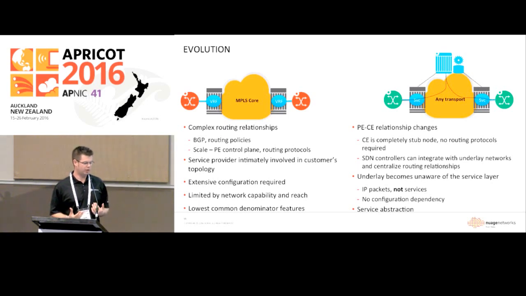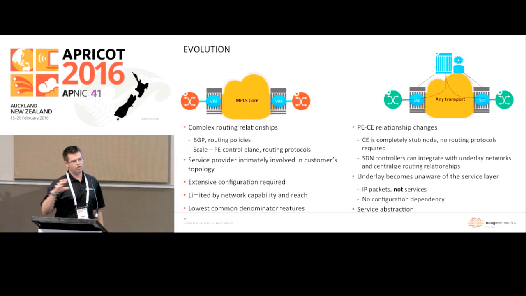So the PE-CE relationship changes. The CE can become a completely stub device. It doesn't even need to run a routing protocol. Heck, it could sit on a broadband connection and just consume that and look like a typical IPoE broadband sub. We don't need those routing protocols. We can run them as options if we need to.